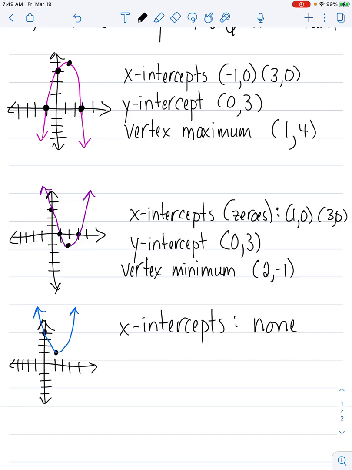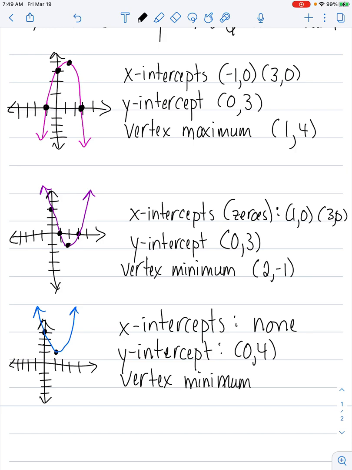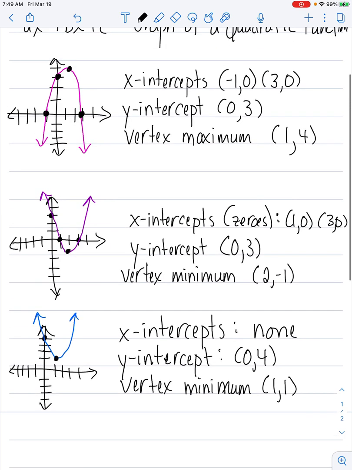Now, you can also have none for the y-intercept. If it doesn't touch it, it doesn't touch it. But in this case, we do have a y-intercept. Okay, so it is at 0, 1, 2, 3, 4. And now let's take a look at the vertex. What is the vertex? Is it a maximum or is it a minimum? Well, if it's at the bottom, like at the bottom of a valley, your minimum is at 1, 1.